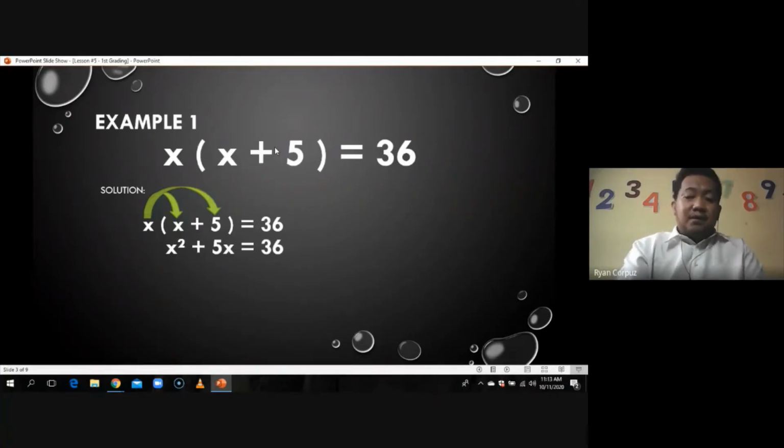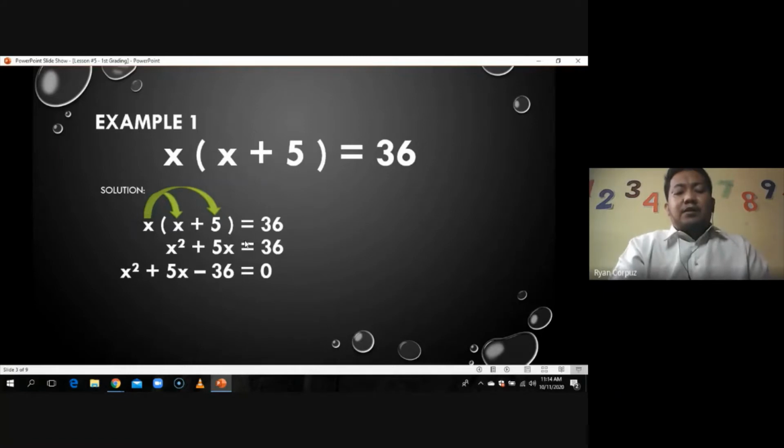Then since the equation is not written in general form, we have to transform it first to general form, the quadratic equation. That is by moving this 36 to the left side of the equation. So that will become x squared plus 5x minus 36 is equal to 0. Then this left side of the equation now is a quadratic trinomial wherein we now form what we call the quadratic equation written in its general form.